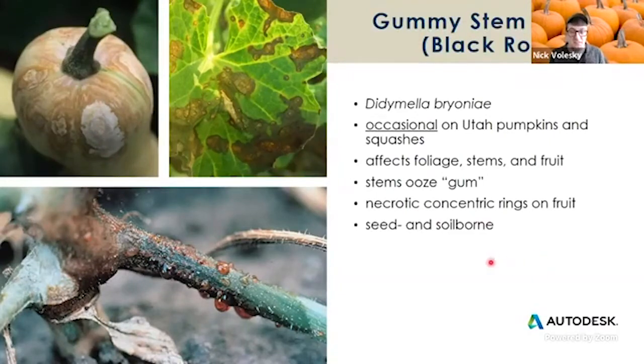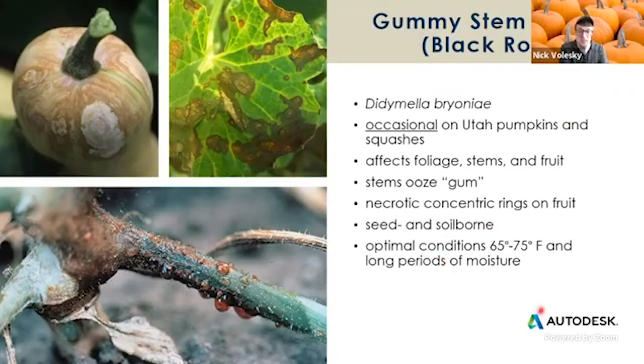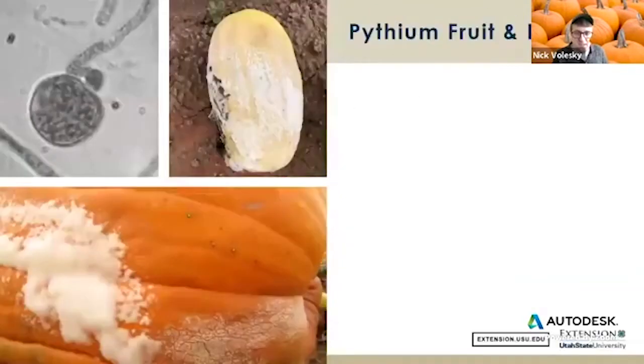And this fungus is both seed-borne and soil-borne. So when you're sourcing your seeds, you want to make sure they are disease-free. And then the optimal conditions are about 65 to 75 degrees, and if there's long periods of moisture.